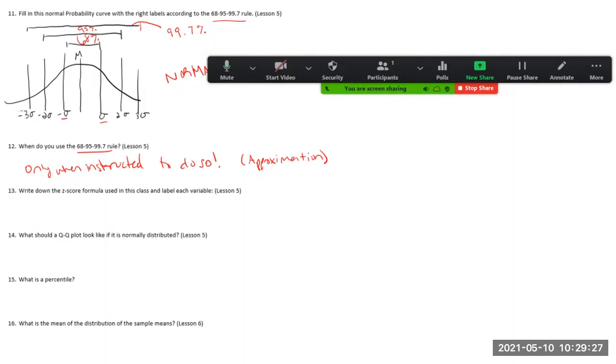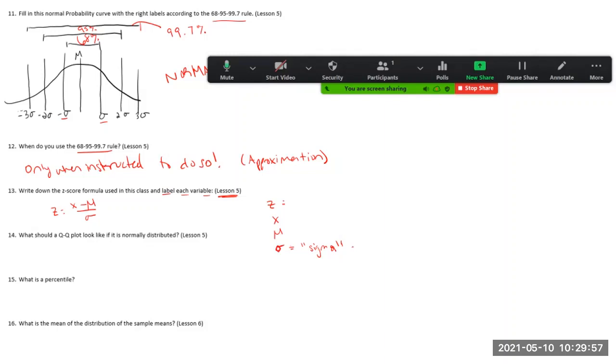Number 13 asks you to write down the z-score formula used in this class and label each variable. The one in lesson 5 is z equals x minus mu over sigma. I'm going to label these: z, x, mu, and sigma. So we speak this, sigma. It's a Greek letter. Greek letters are really hard for these 221 students to understand, so be patient with them and use those words over and over again when you're describing these things.